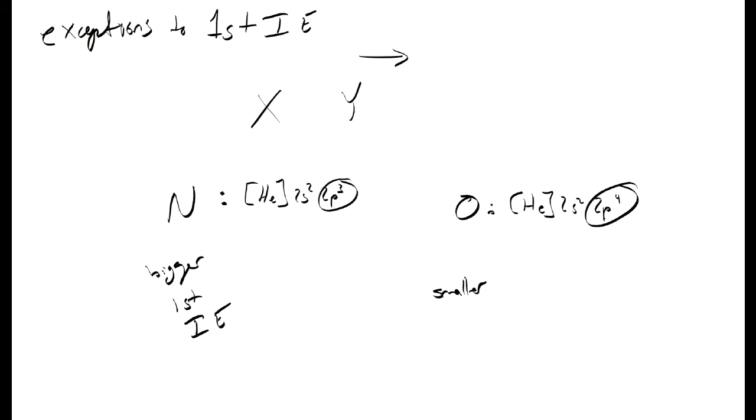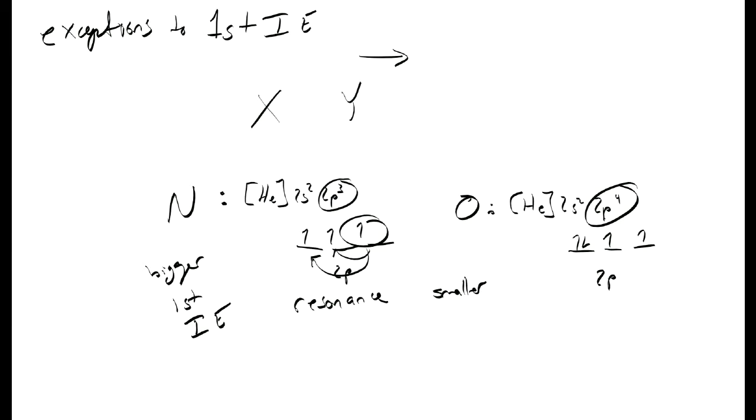So let's take a look. Boom, boom, boom. 2p. 1, 2, 3. 1, 2, 3, 4. And now, it might be obvious if you were paying attention back in lecture 25. The reason it's harder to remove the first electron from nitrogen than it is to remove the first electron from oxygen is because of resonance.